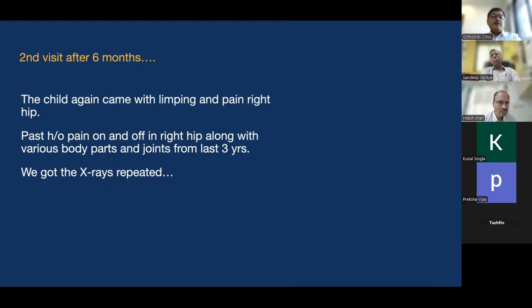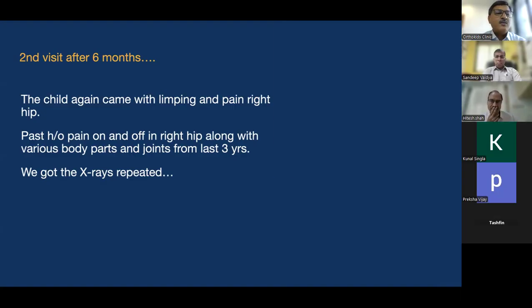So this is a very important point. This time the family says this kind of pain is happening not only in the hip, but also in various body parts on and off, self-limiting, for the last 3 years. It was puzzling why, for 3 years, some benign pain keeps happening and goes away. But still, we got an X-ray this time.